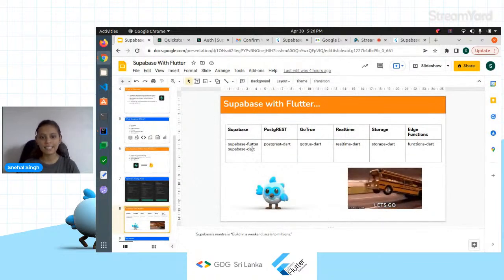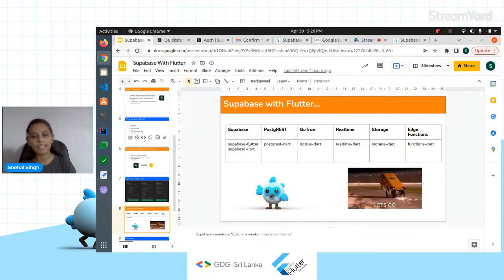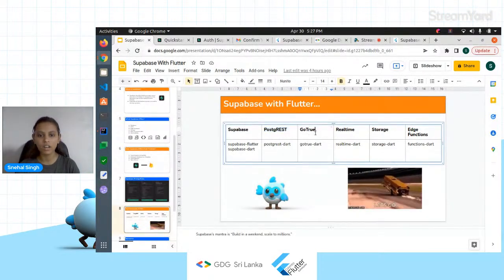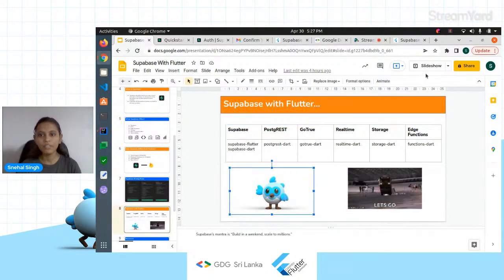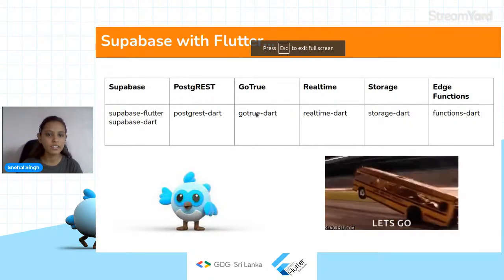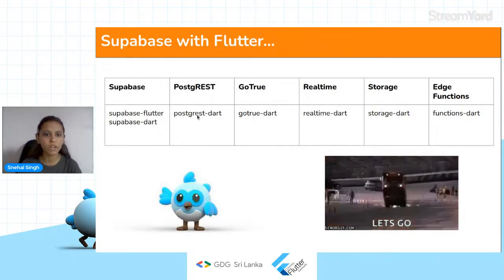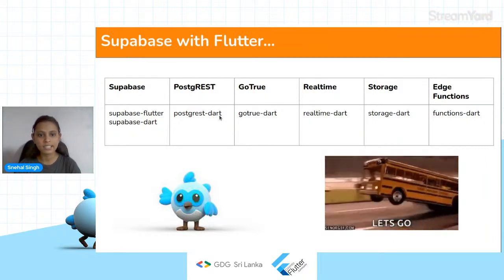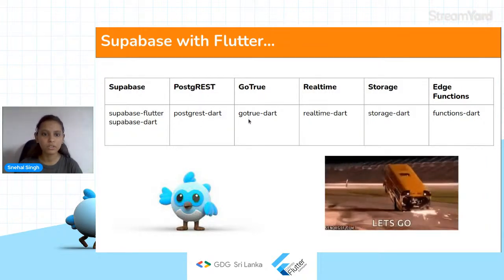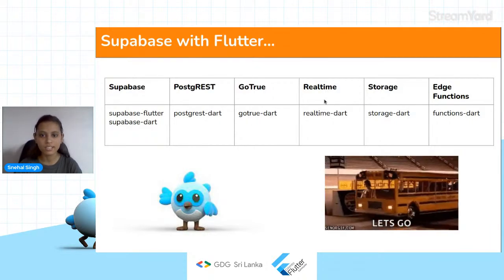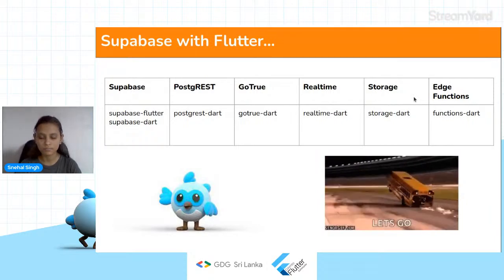You can see there are many other packages available inside pub.dev for integration of various features of Supabase with Flutter. Here you can find different packages on pub.dev. For Postgres, you can find postgrest-dart. For GoTrue, you can use this package. For realtime, you can use this, and so on.